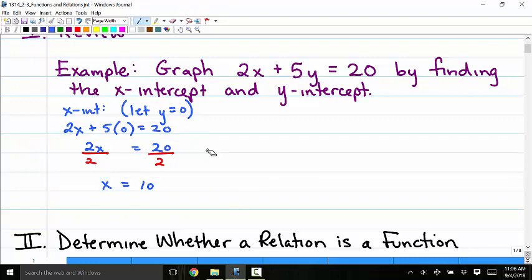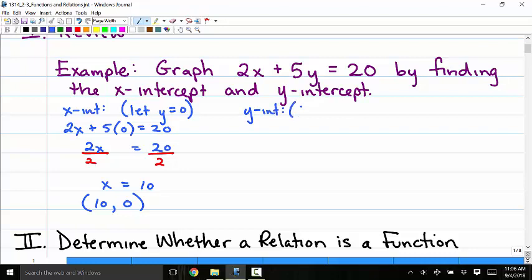Okay, an x-intercept is a coordinate. It's a point. It is an ordered pair. You have to have an x comma y. What is your x value going to be? 10. And your y value? 0. Now let's go after the y-intercept.